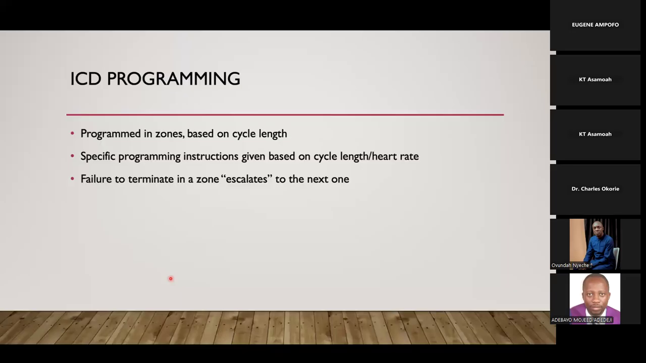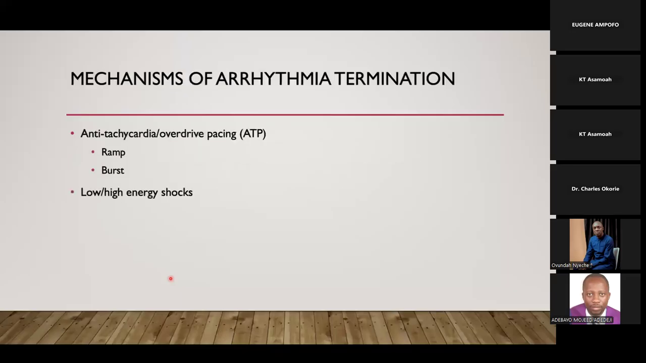So the ICD is programmed in zones. For example, you can have zone 1, zone 2, zone 3, where zone 1 will be defined by a certain cycle length at which a certain action is expected. If this action does not terminate the rhythm and the cycle length is shorter, that means the heart rate is faster. Then you go into zone 2, which also has its own instructions. So that is exactly how it works for the ICD programming.